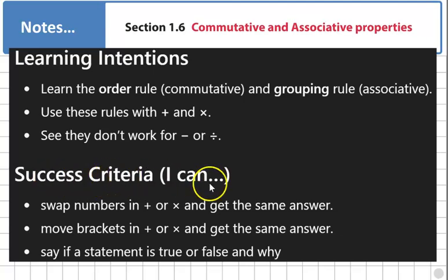Success criteria: I can swap numbers in addition or multiplication and get the same answer. Move brackets in addition or multiplication and get the same answer. Say if a statement is true or false and why.